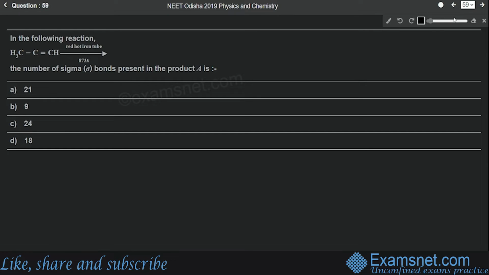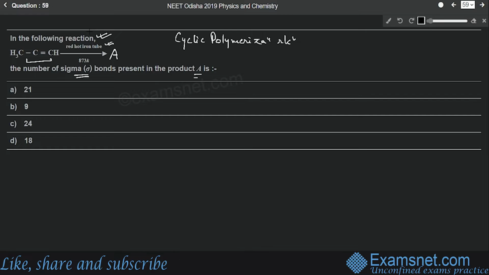Question number 59 is from the chapter Hydrocarbons. Here a reaction is given and we have to find the number of sigma bonds present in the product A. That means a certain product A is being formed here. We can see on the reactant side we have an alkene. A red hot iron tube is being used and the temperature is 873 Kelvin. So this is an example of a cyclic polymerization reaction. That means a cyclic product will be formed.